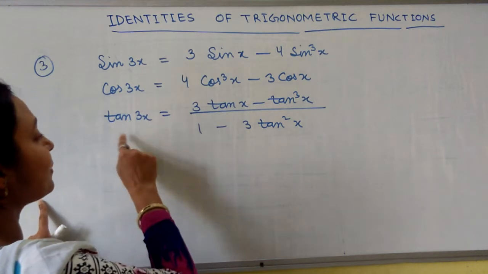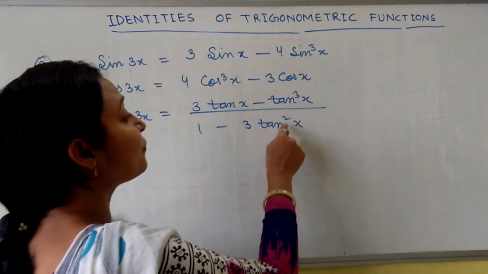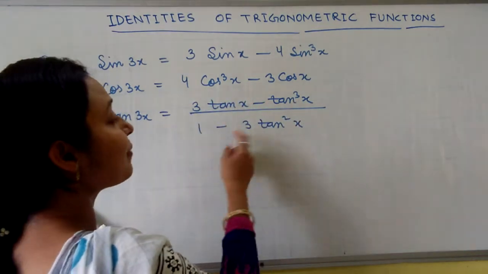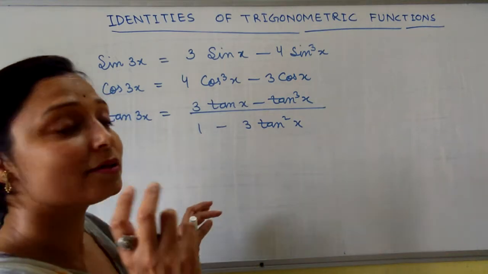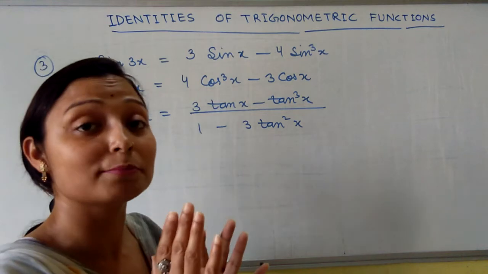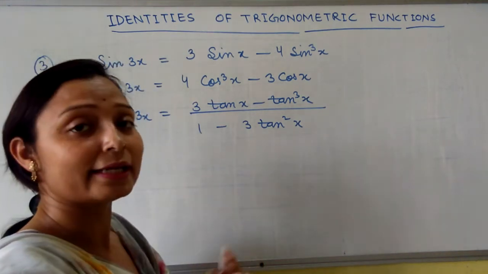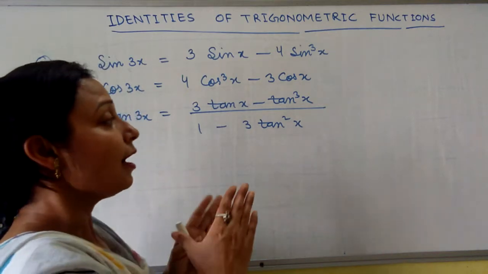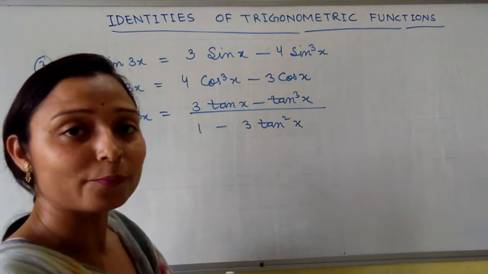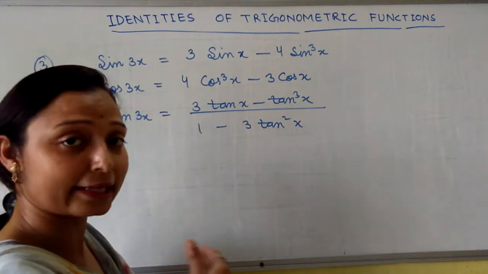Now come to tan 3x. 3 tan x minus tan cube x. All the 3 terms, square, cube and single term, are there. 3 minus 1, 1 minus 3. So both are there. Learn. This is a way to learn the formulas. Otherwise, you are not able to learn all these formulas. When you use these formulas again and again, you can easily adopt them.